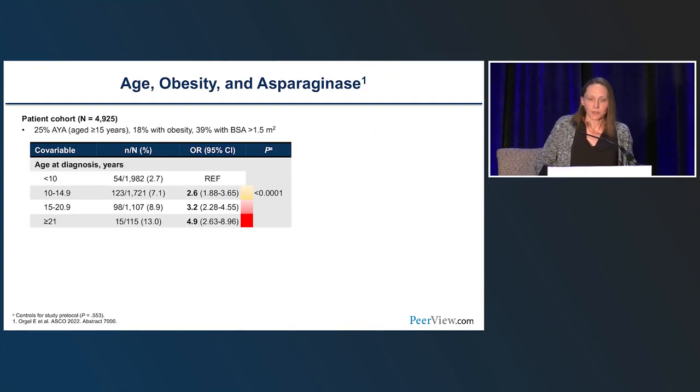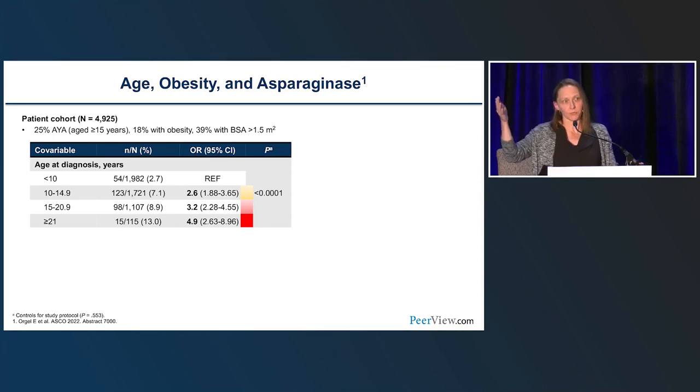Additionally, as Luke mentioned, Eitan Orgel has recently done a very nice study looking at COG study patients, almost 5,000 of them, so it's a really nice cohort, looking specifically for risk factors of toxicity. This was a good mixed population: 25% of them fell into the AYA category, 18% were obese, and 39% had a BSA of greater than 1.5. That BSA is significant because above that, your dose of pegylated E. coli asparaginase would fall above 1 vial. So 3750 international units is 1 vial of asparaginase, and if you're above 1.5 meters squared, then you would get a higher dose than that. So that's just something to keep in mind.